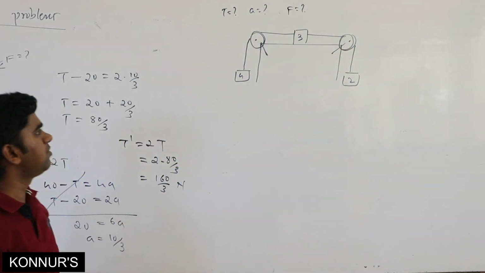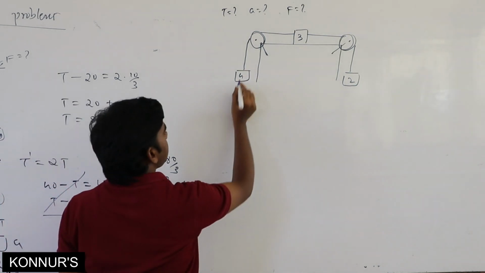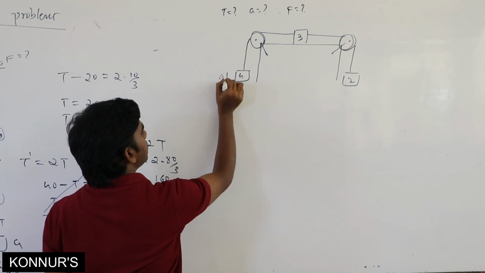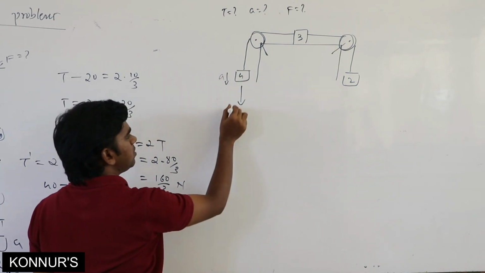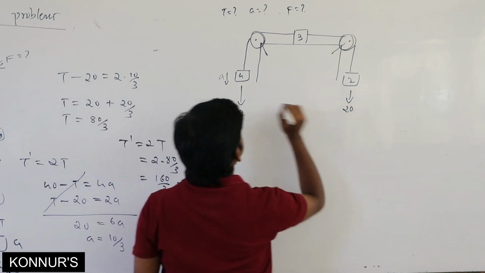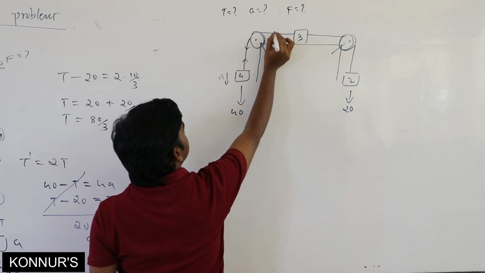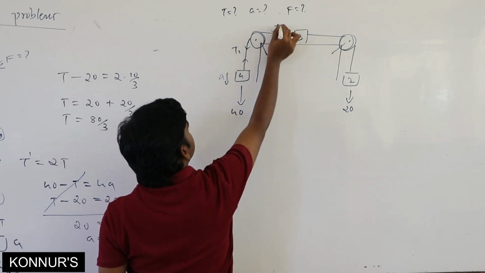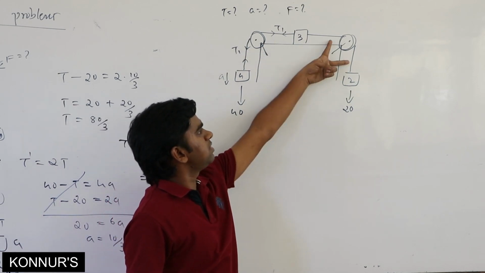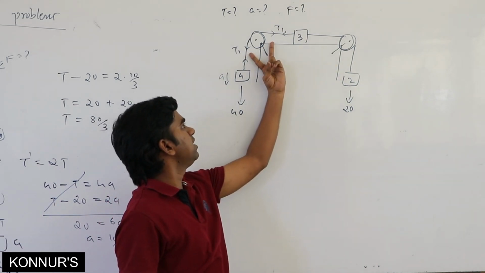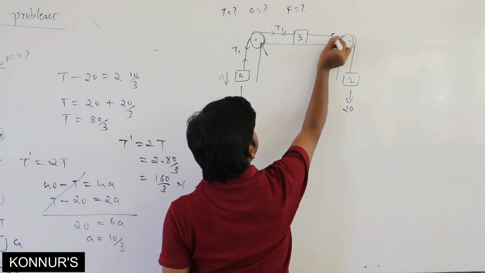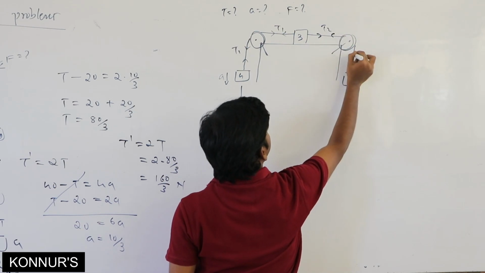So we have to find that one. See, again 4 kg is there, so obviously it will go in this direction, acceleration downward. So net downward force is what? 40 here. Here net downward force is 20. Tension direction is like this. Here I will take this as tension T1, because this string is different, this string is different. This is between 4 and 3, this is between 2 and 3. So now here I will take tension as T2.